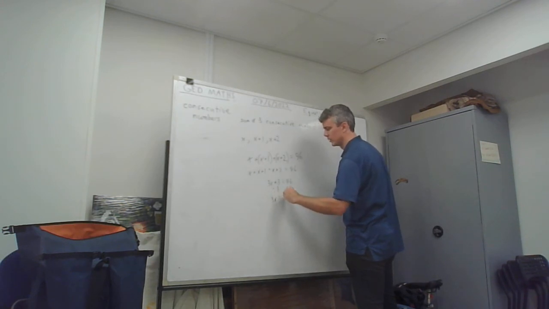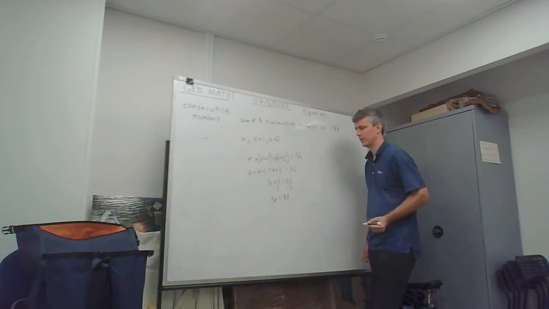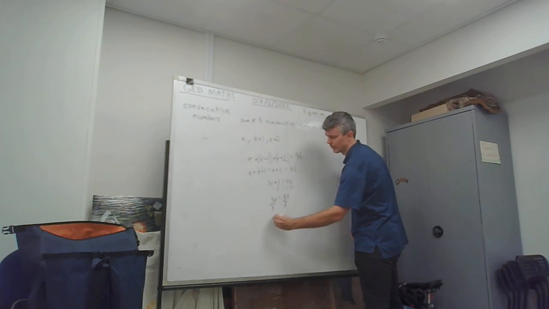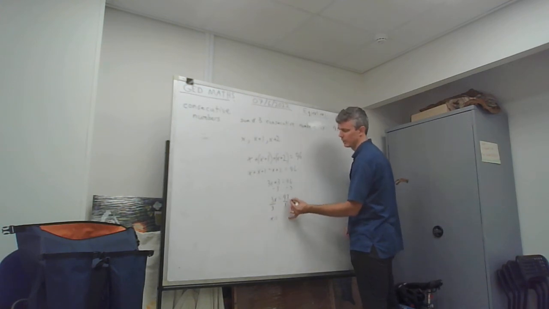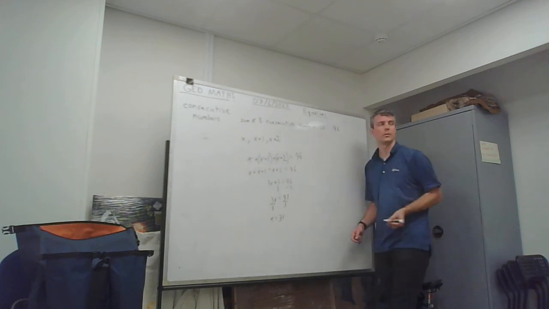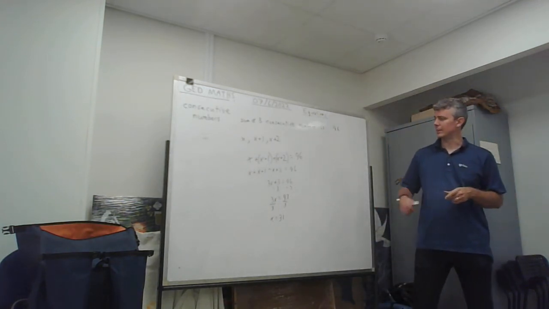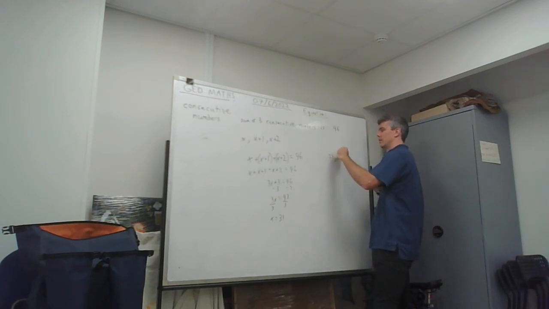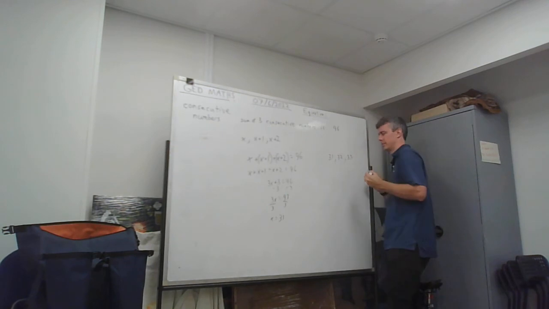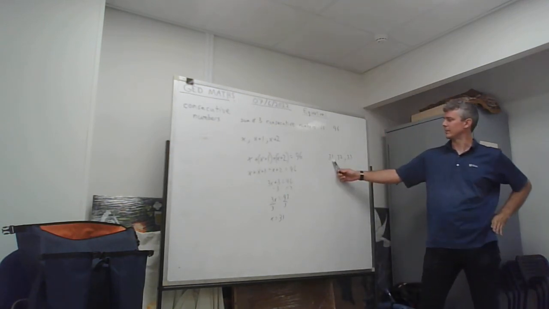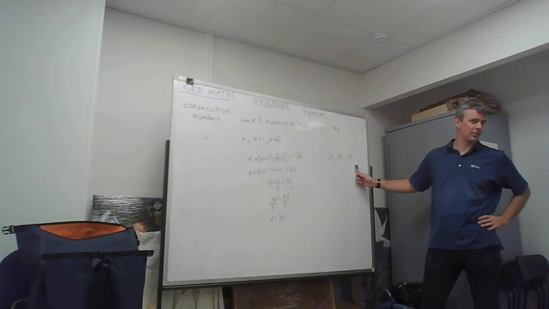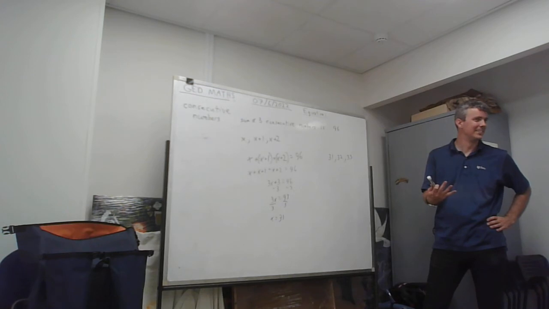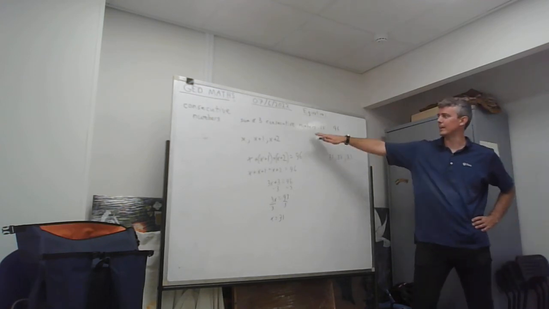3x equals 93. Now we divide each side by 3. So x equals 31. So our consecutive numbers are, therefore, 31, 32, and 33. And try, if you add them, 31 plus 32 is 63, plus 33 is 96. This is how we use algebra. That's how you solve a consecutive number problem.